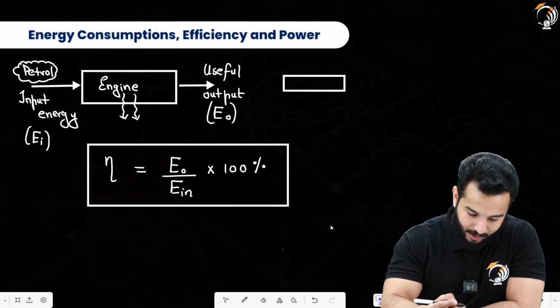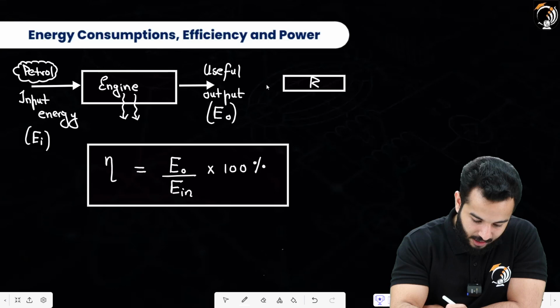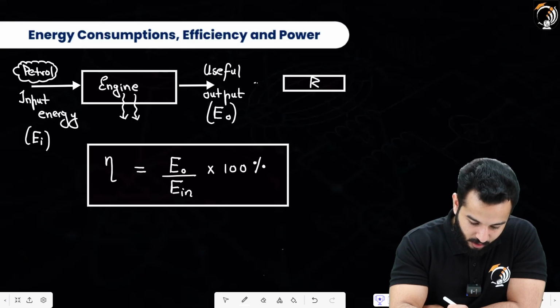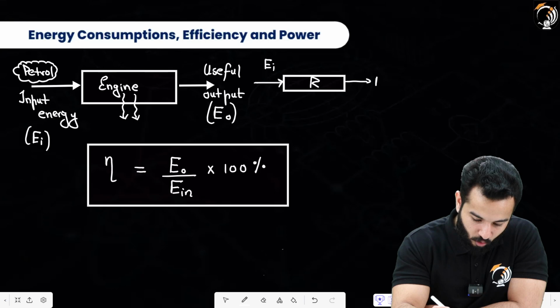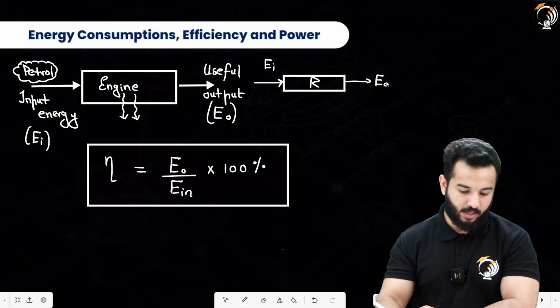Other than this, same thing you can consider it for a resistor. That means, let's suppose you have an input energy EI coming in, and the useful energy is EO. Again, we are going to do the same thing for this one as well, right?